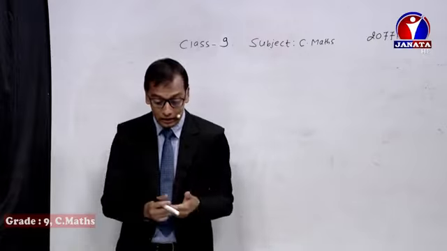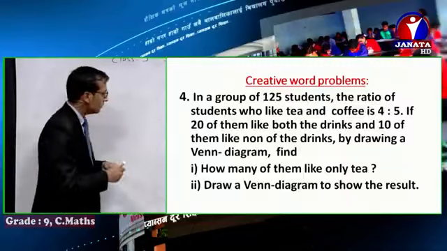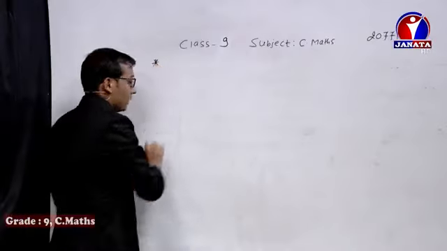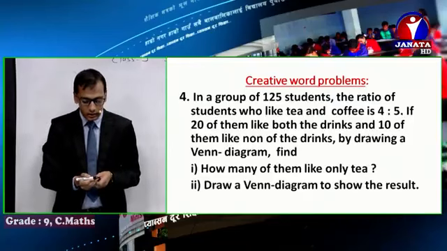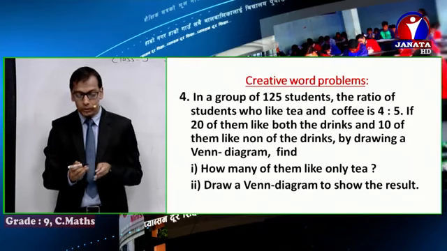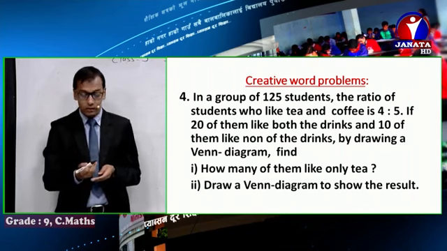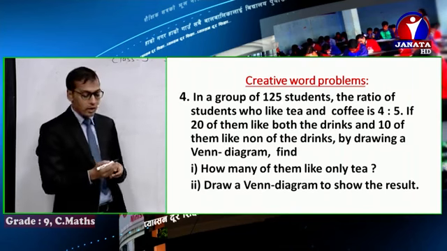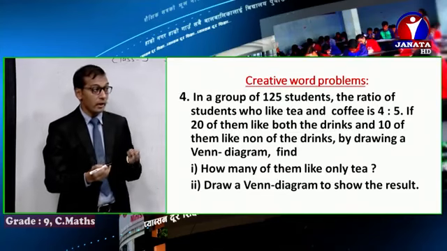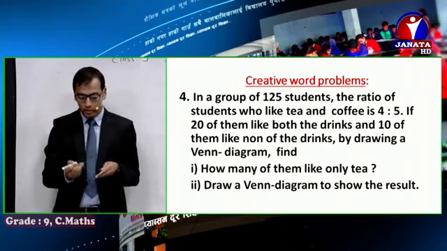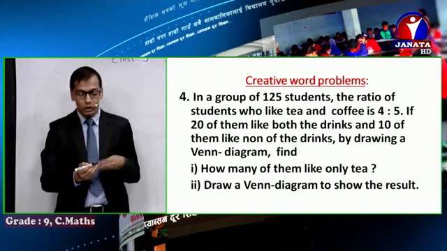Welcome you all again. Let's start from one of the examples that I am taking today. You can read the question on the screen. The question talks about a group of 125 students, where the ratio of students who like tea and coffee is 4:5. If 20 of them like both drinks and 10 of them like none of the drinks, then by drawing a Venn diagram, find how many of them like only tea and draw a Venn diagram to show the result.